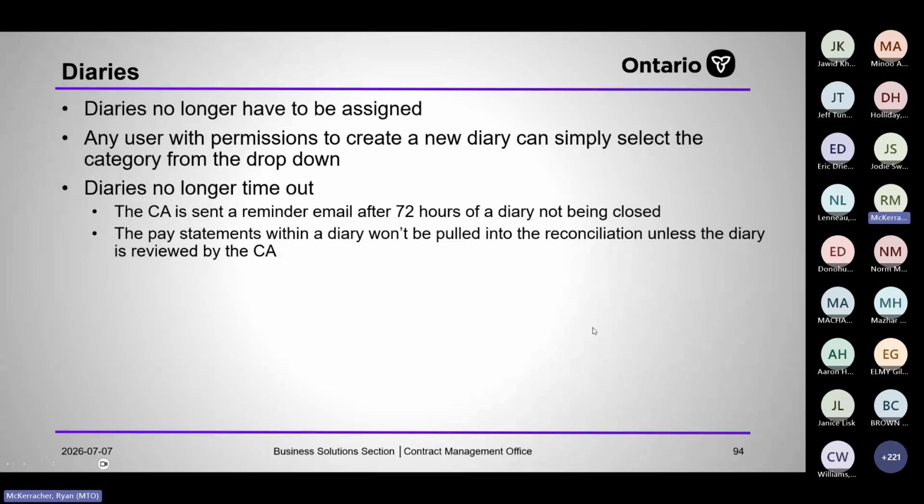So the diaries no longer have to be assigned like they did in WBCMS. Any user who's in the proper permission group, so an inspector, a CA, a CSA, can pull up a diary and create one under whatever category they wish based on a drop-down selection. And diaries no longer time out. So they don't time out at the end of the day or at midnight or anything like that, like they did in WBCMS. The CA is sent a reminder email after 72 hours of a diary not being closed, and pay statements within a diary won't be pulled into the reconciliation unless they're in the closed status, which means they've been reviewed by the CA.